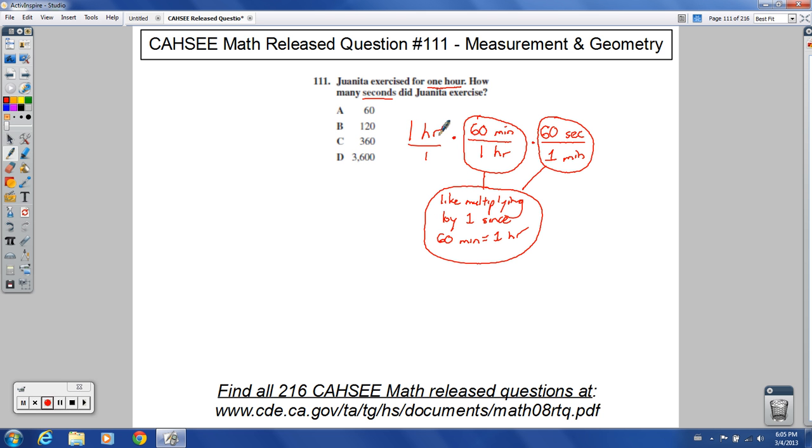And now why have I done this? Well, hours is going to cancel out. Minutes is going to cancel out because notice I put hours on the bottom here because it was on the top here. Notice I put minutes on the bottom here because it was on the top here. That way they're going to cancel out. I'm left with seconds, and I'm left with 1 times 60 times 60. That's 3,600. And then I just have 1 times 1 times 1, and I have seconds on the top here.